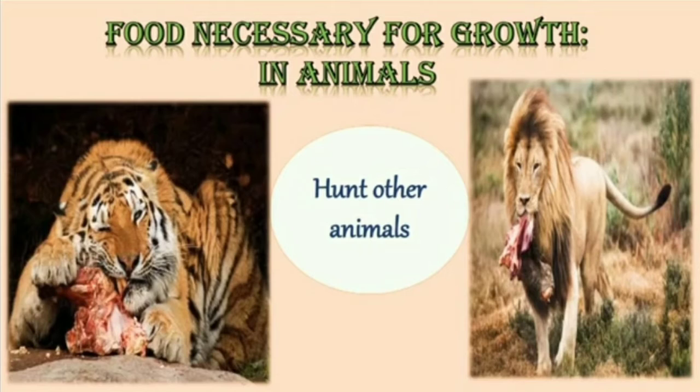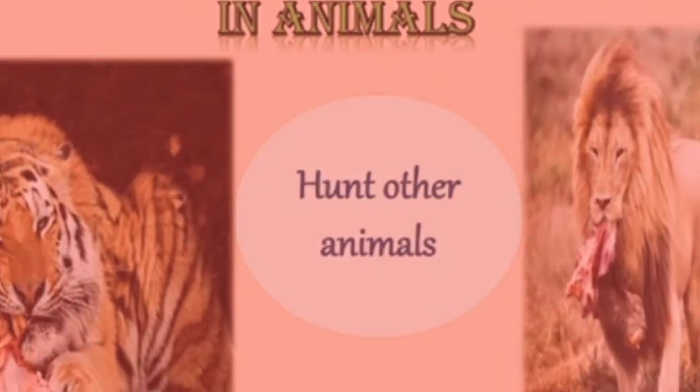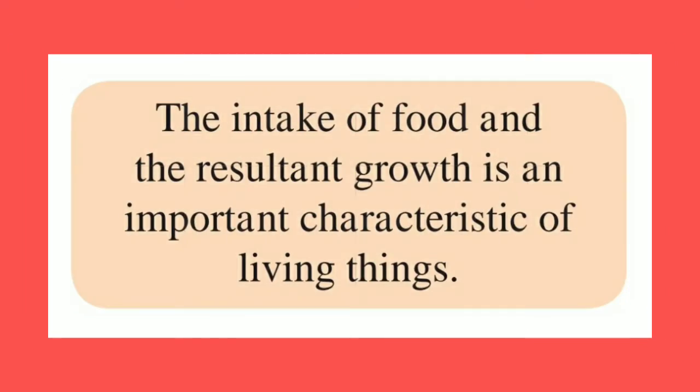And wild animals like tigers and lions, if they want food to eat, what do they do? They hunt other animals, right? And get their food. Understood, children? So we can say that the intake of food and the resultant growth is an important characteristic of living things. Understood, everyone? Good.